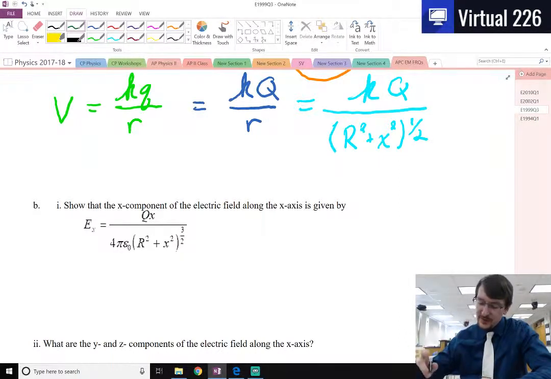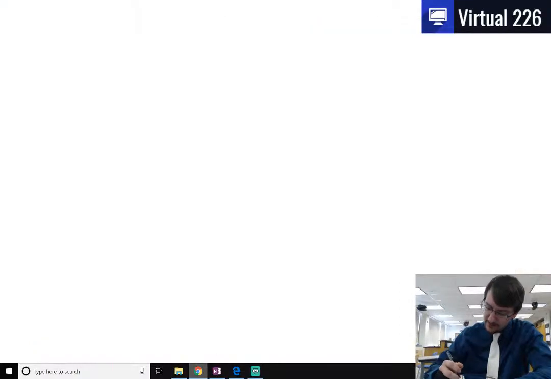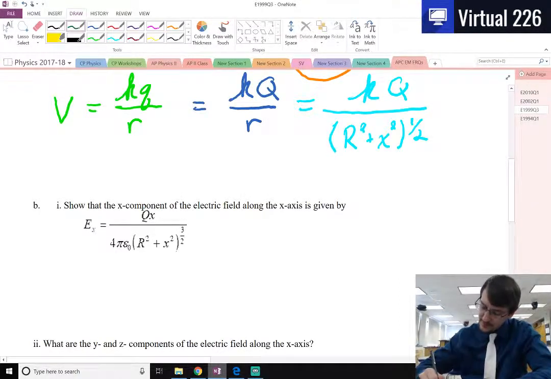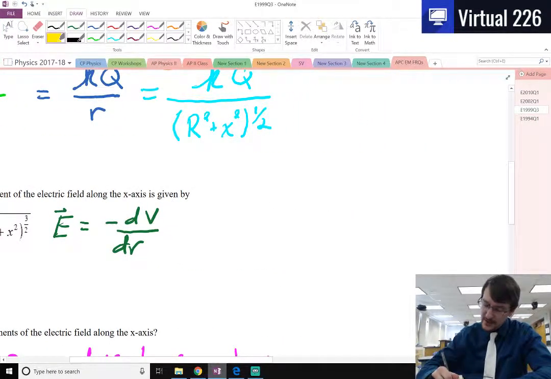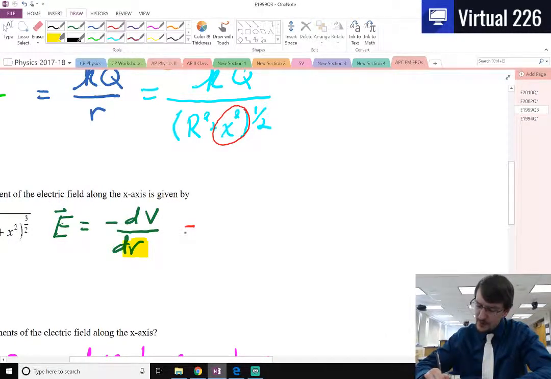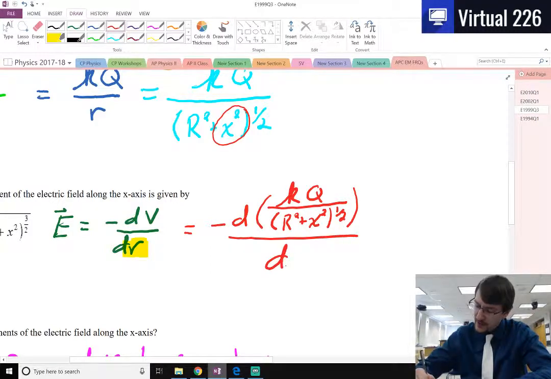For an electric field, but a slightly easier way to do it is to recognize that the electric field can be given to us by the negative of the derivative of the voltage as a function of position. And in our case, the position we have isn't r. Our position is actually x here. So what we're going to do is take the opposite derivative of this quantity, and that quantity is kq over the quantity r squared plus x squared to the 1/2, with respect to dx.